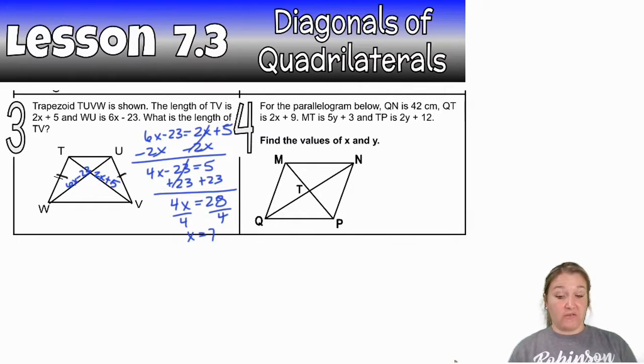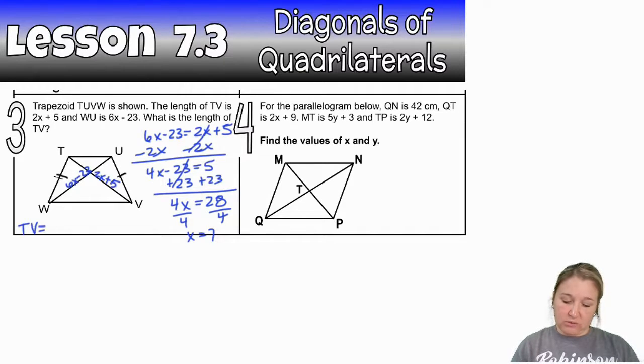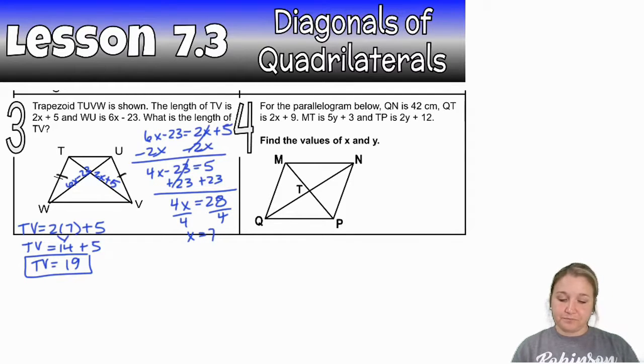Now, it didn't ask me for the value of x. It asked me for the length of TV, so I need to go back and plug that in for TV. So TV is going to be equal to 2 times 7 plus 5. This makes 14 plus 5, which is going to be 19. So the length of TV is going to be 19.